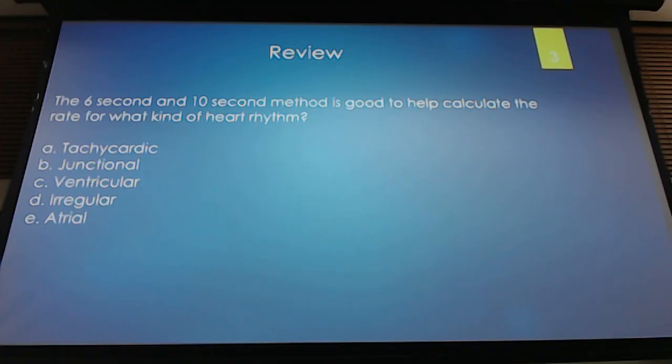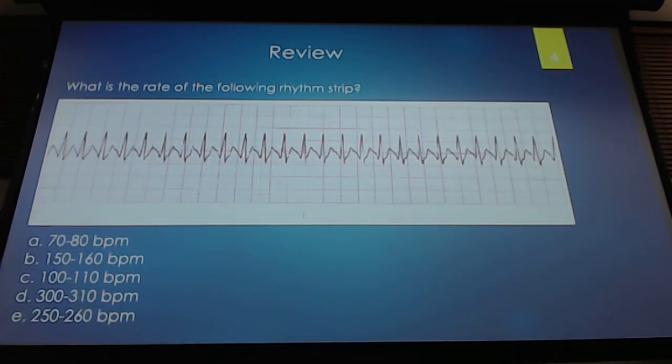Because if the first 2 beats are this far apart, and the next 2 beats are this far apart, when you're counting, depending on where you start, and depending on what your rate's going to be, so you cannot use it. So 6 and 10 seconds can be used any time, but they must be used for irregular. Cannot use a counting method for irregular. So we've got our irregular rhythms.